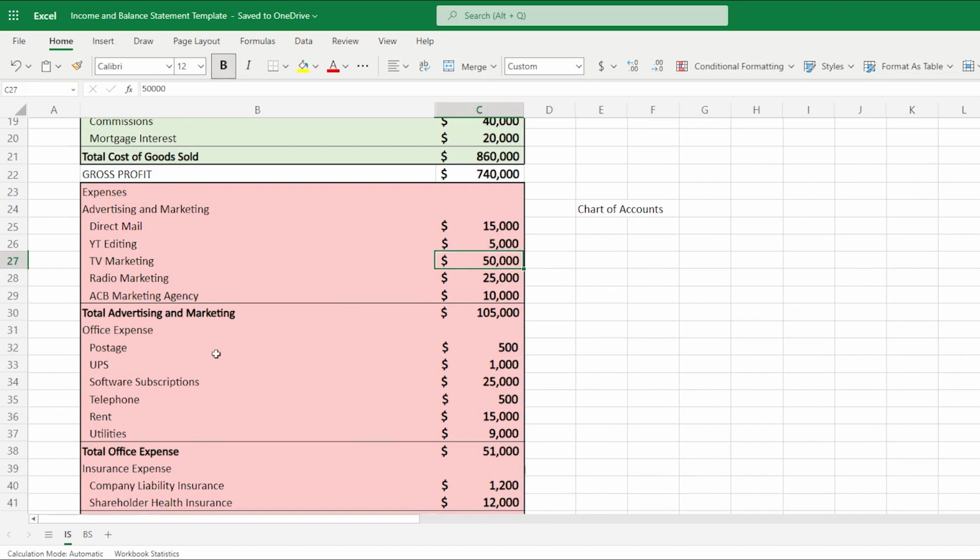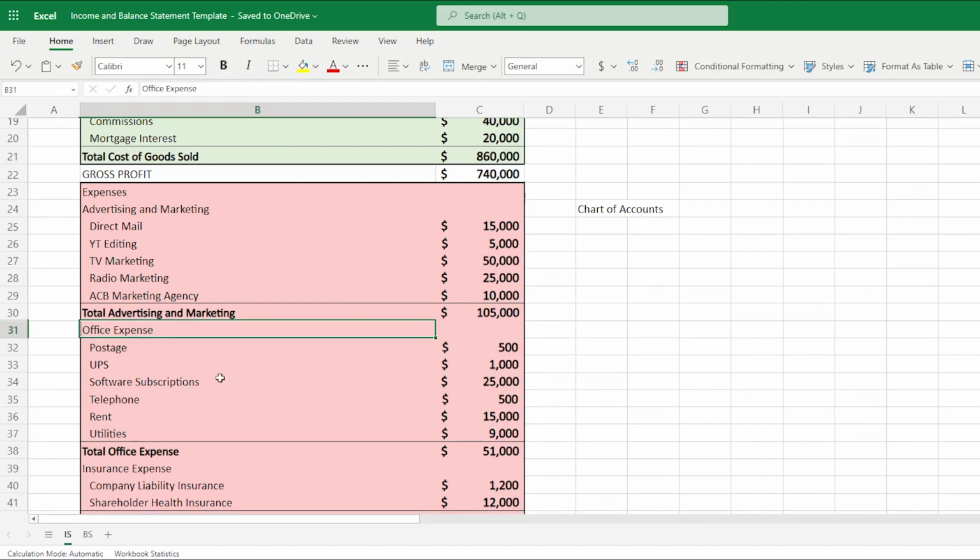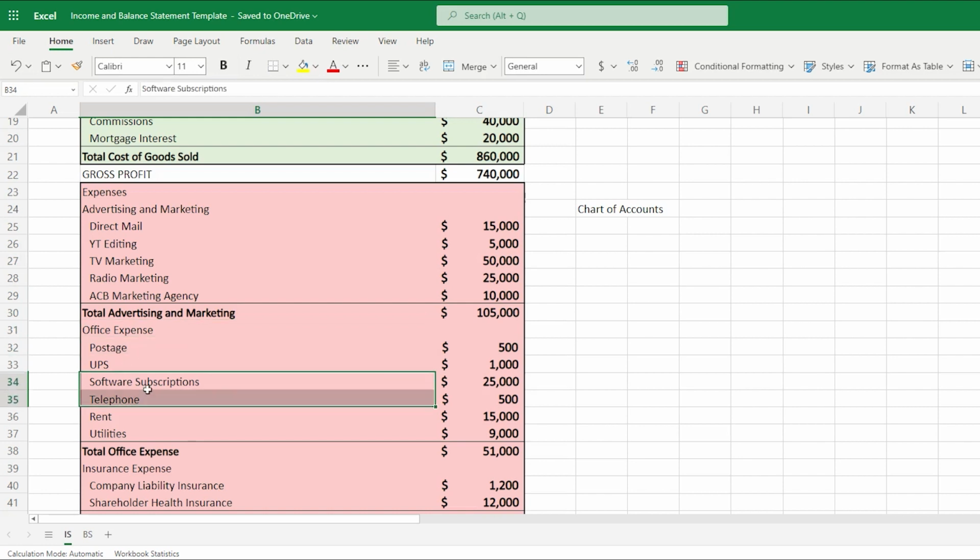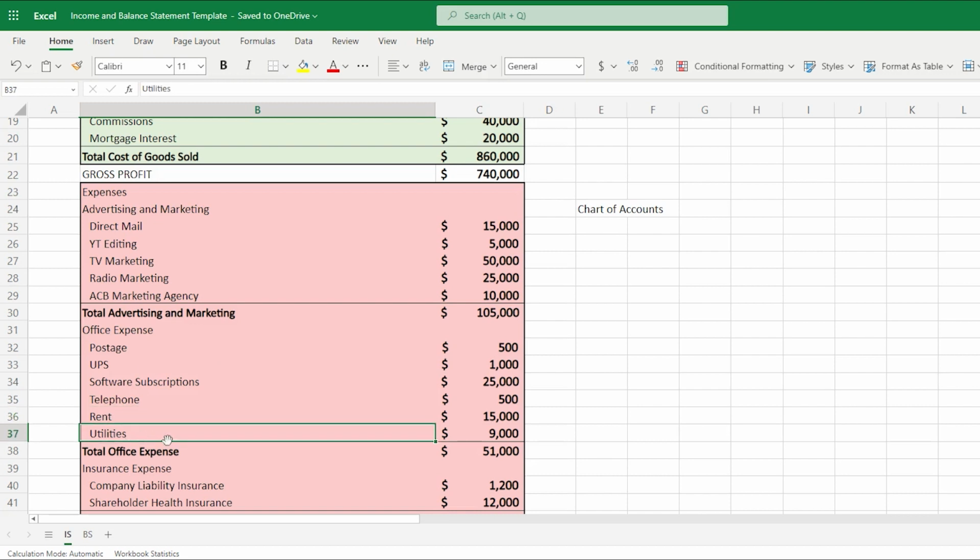And now we're going to want to do the same thing for the rest of these, right? What else do we want in our chart of accounts? Well, you know what? I'd like to see office expenses. Maybe it's postage, UPS, software subscriptions we can throw in there, right? For our CRM or something to that effect. And telephone bill, a rent for our office, right? Business telephone, rent for our office, utilities for our office.